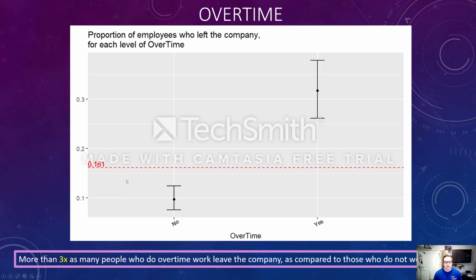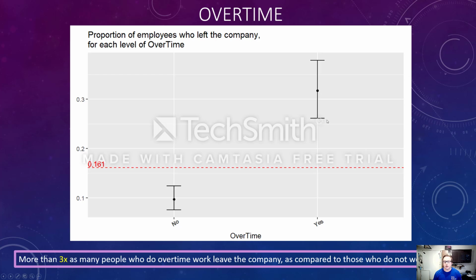Next, what this kind of plot does is break down the proportion of attrition within the levels of a categorical variable, in this case overtime. What we can see is that for individuals who did not work overtime, the proportion of those people who left the company was less than 10%. But for those who did work overtime, the proportion was over 30%.